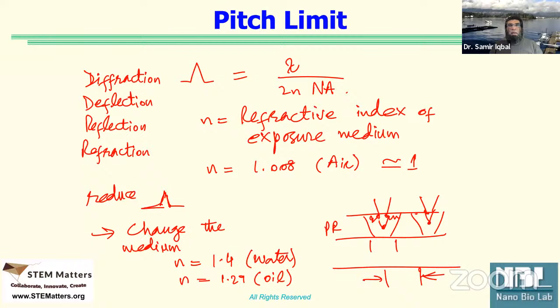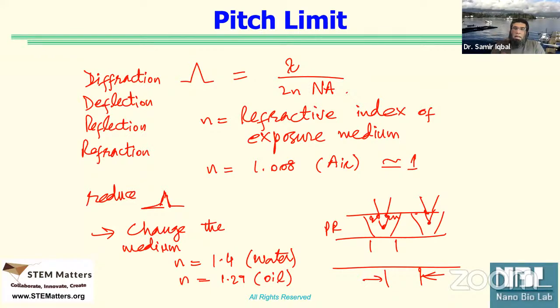So one thing is you make them smaller. The other thing is we make them close to each other, so we cram many more of them. But there is a limitation of how many we can cram, and that comes with this relationship. The pitch limit is equal to lambda over 2 n NA.